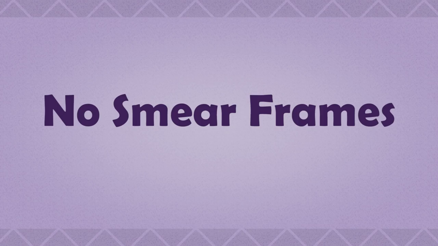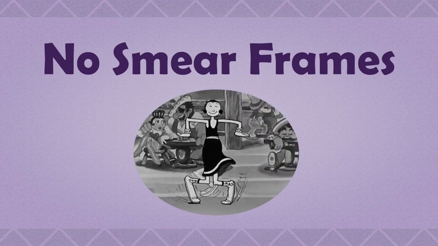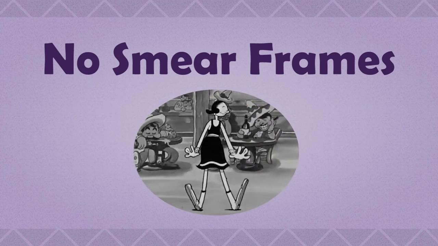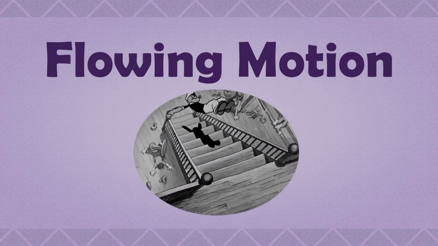First of all, no smear frames. While spin lines existed, and to some extent multiples, smear frames weren't really invented until the 40s. No subtle movements or subtle acting. Use big, exaggerated actions. Everything in rubber hose style flows with lots of in-betweens.